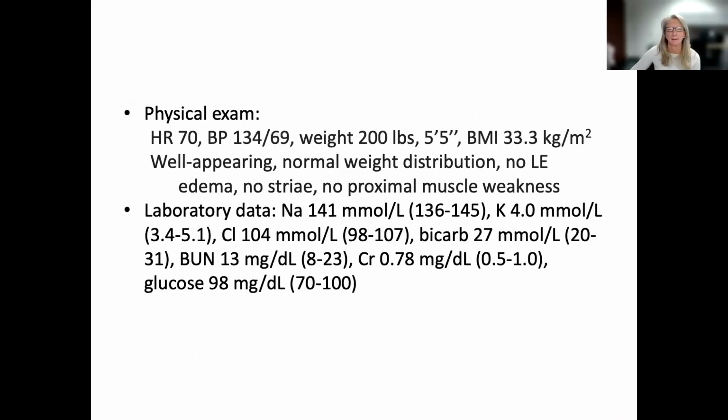Next slide, Melanie. Thanks. Physical exam was essentially normal. Her heart rate was 70, blood pressure was normal. Weight was 200 pounds with a BMI of 33.3. She was well appearing, normal weight distribution with no signs of any lower extremity edema, no striae, no proximal muscle weakness. And our laboratory data was essentially normal as well. So with an essentially normal physical exam and laboratory values at this visit, the key focus of the visit was the re-education about sick day rules and increasing glucocorticoid doses in times of sickness.